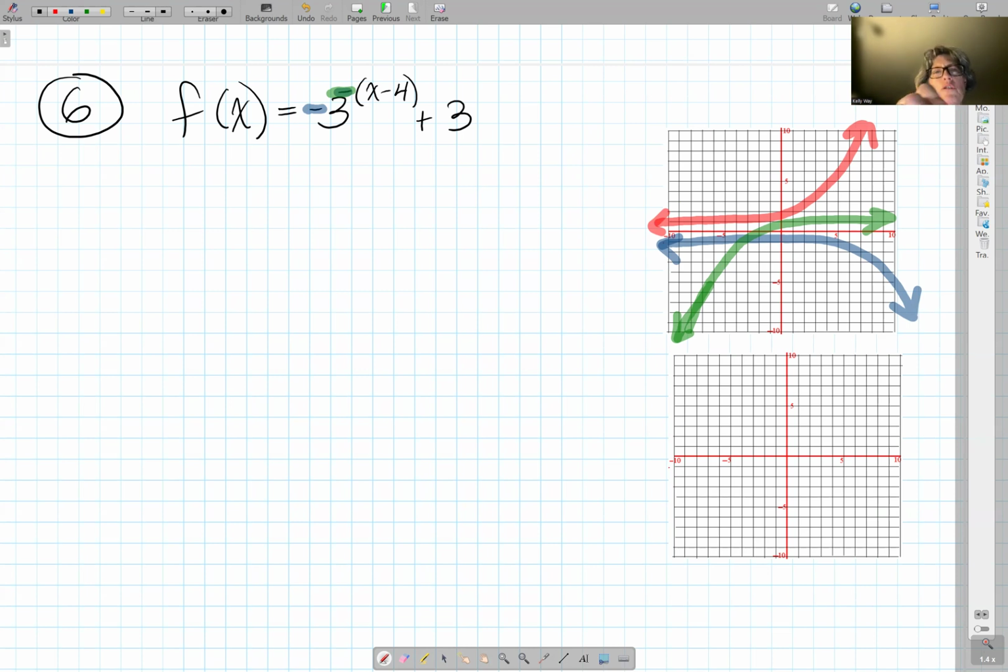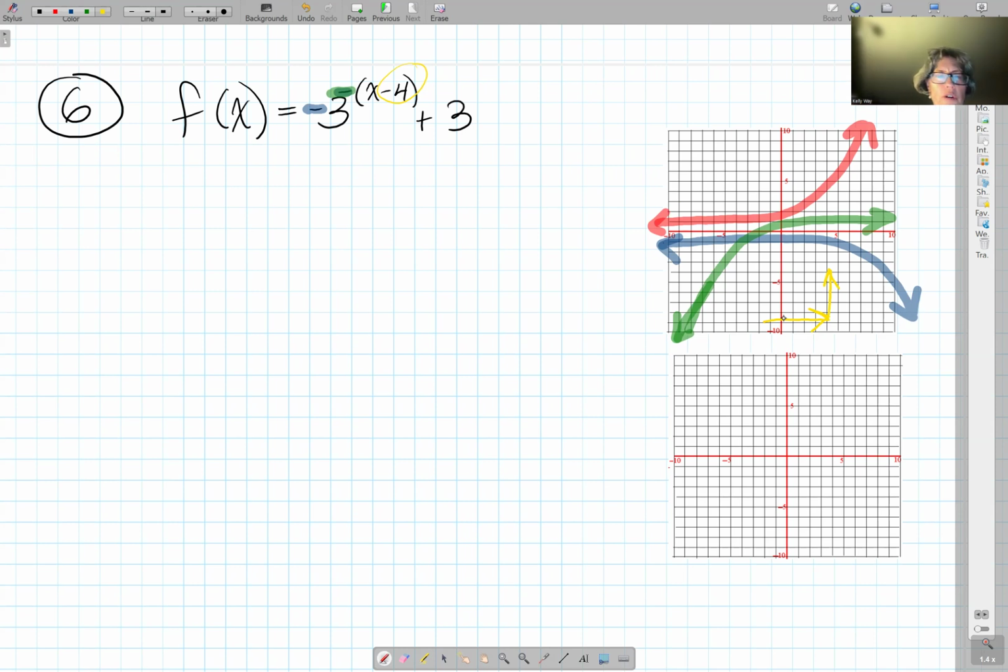And then we are going to shift right here. Whatever this is, we're going to be shifting 4 units to the right and 3 units up. So imagine the green shifted 4 units. That's just a very rough graph. 4 units to the right and 3 units up.